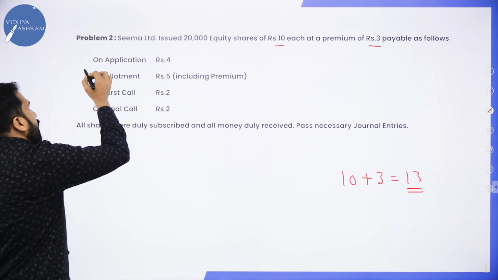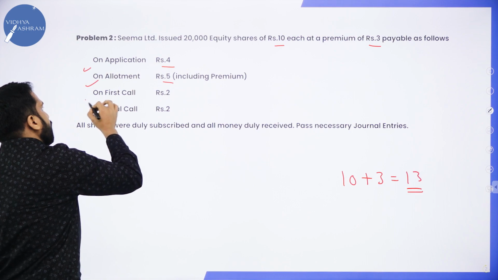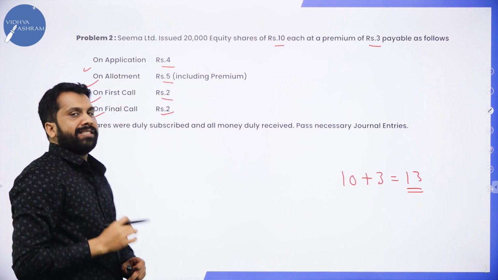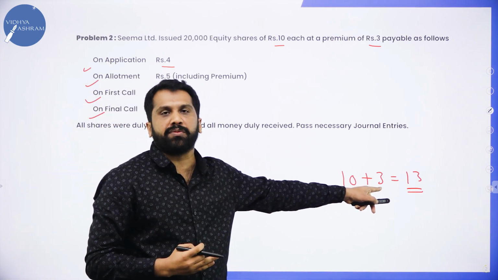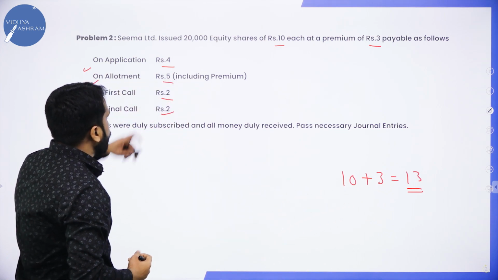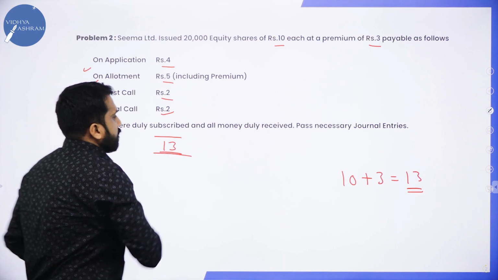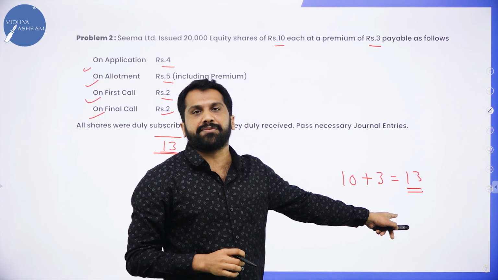Now, application 4, allotment 5, first call 2, final call 2. Always remember the total of everything should match your total value. Now, what is the total? If you total, you will get 13. What is the value of the share? It should match this value.